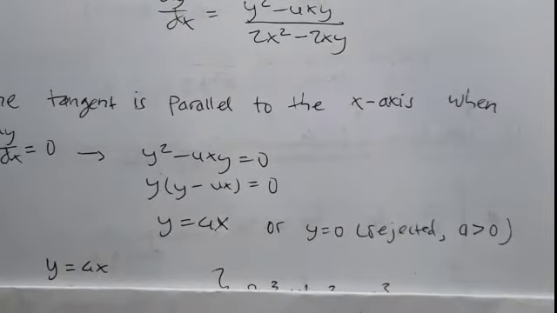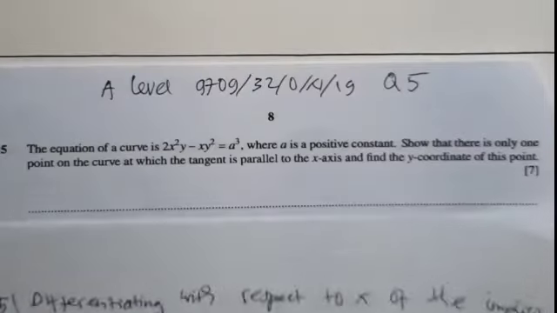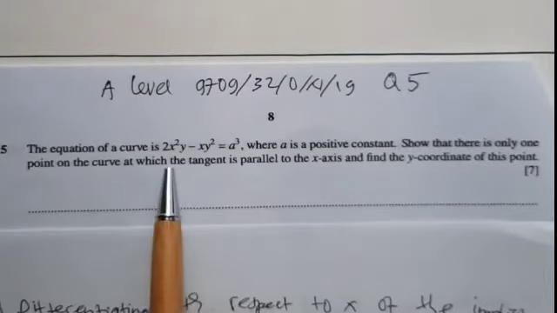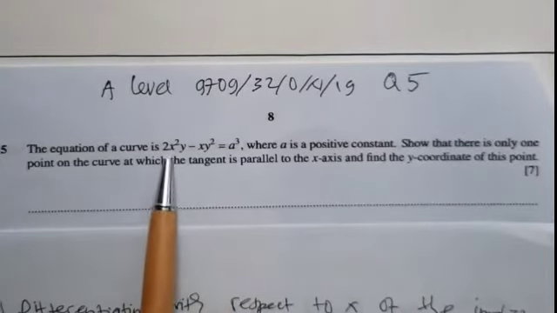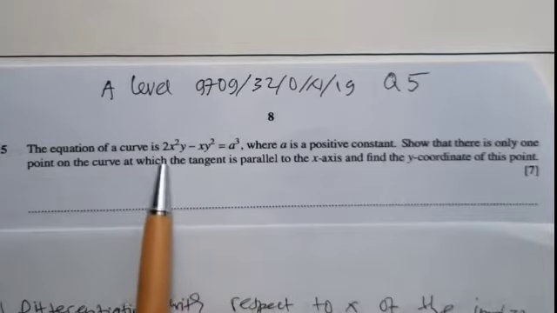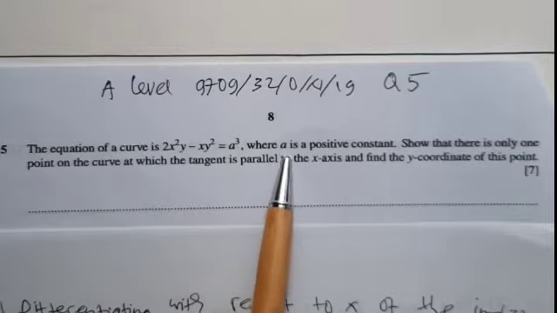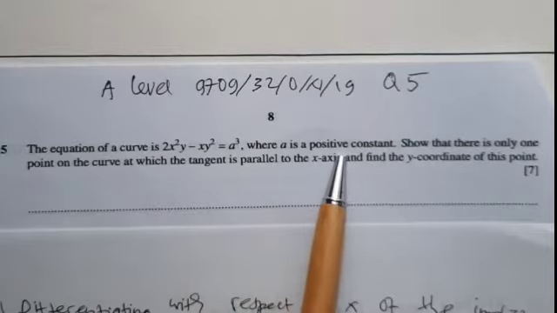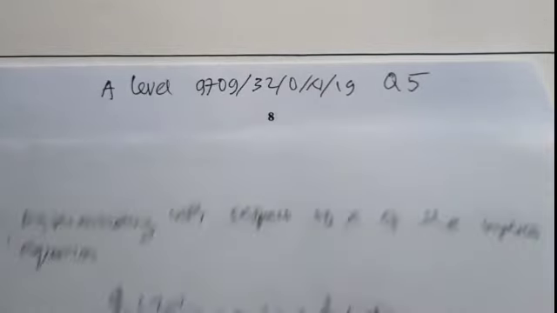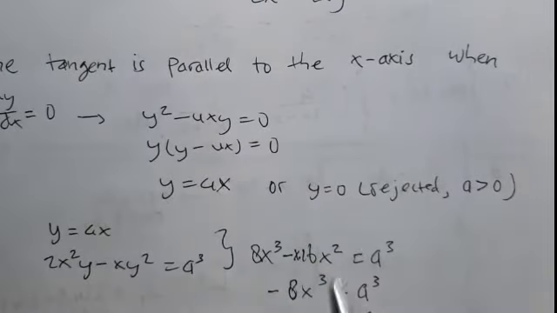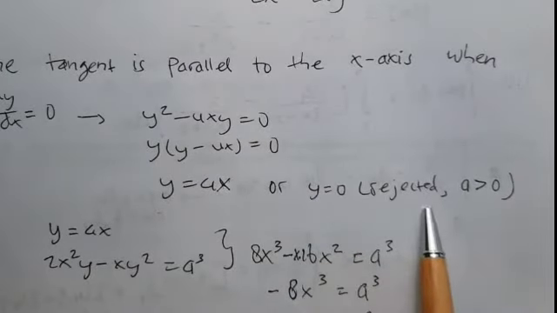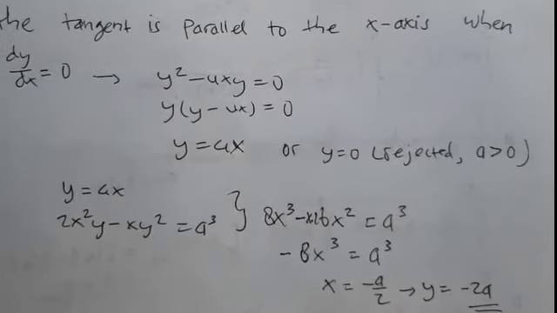When y is 0, if I substitute in this equation, thus 0 minus 0, 0 equals a cubed. That is a contradiction, because here it says that a is a positive constant, that is why y equals 0 is rejected.